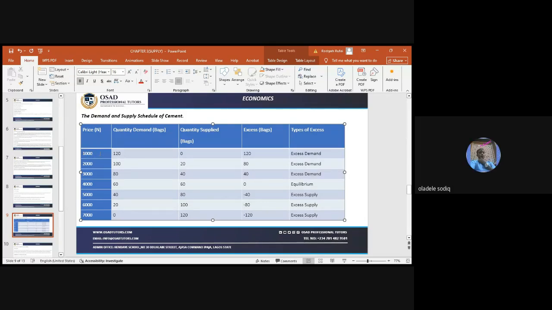So what prices can you see on the screen here? 1,000. Thank you, Clifford. So we have 1,000 naira here. The price is in naira. So what is the quantity demanded there? It means when the price is 1,000 naira, the quantity demanded is 120. And the quantity supplied is what? 0. So we have what we call excess demand. What do you mean by excess demand? It means the quantity demanded is higher than the quantity supplied.